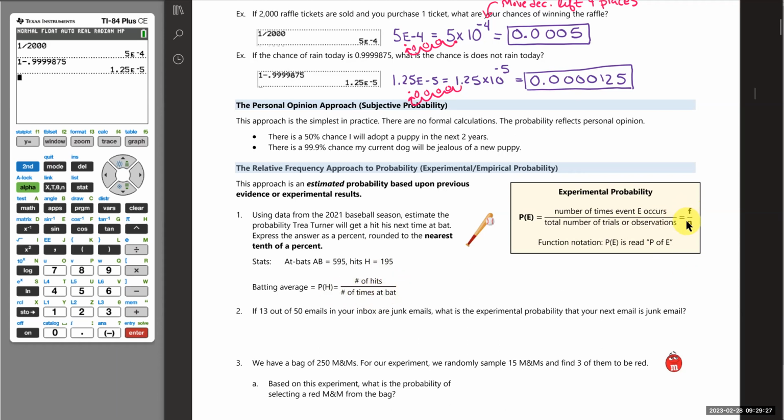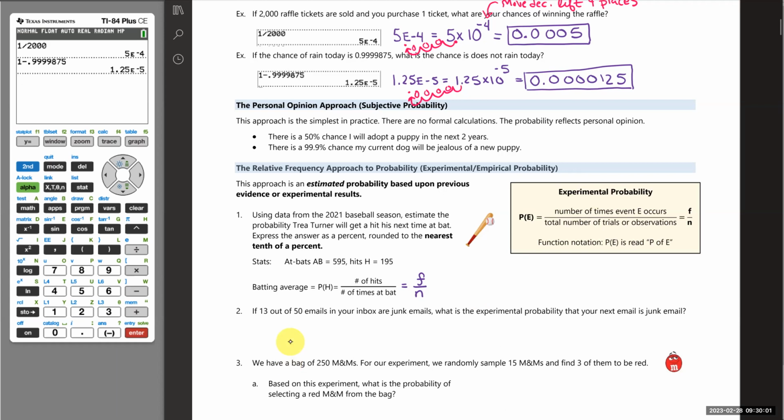So this formula, I'm just going to write it with that notation. So this formula, the probability of an event, you look at the frequency of that event happening, whether it's in an experiment or in the past, the frequency of that event getting a hit, and then N here is going to represent the total number of trials or observations. So N for number of, in this case, the number of times he went to bat. So that's called the relative frequency or experimental approach to probability.